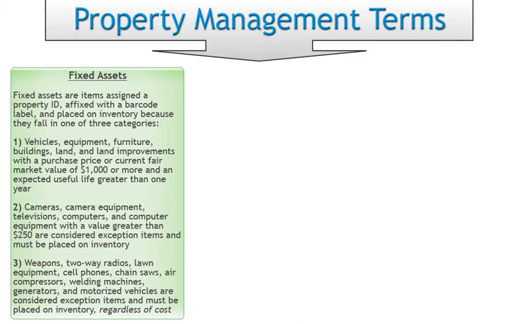2. Cameras, camera equipment, televisions, computers, and computer equipment with a value greater than $250 are considered exception items and must be placed on inventory. 3. Weapons, two-way radios, lawn equipment, cell phones, chainsaws, air compressors, welding machines, generators, and motorized vehicles are considered exception items and must be placed on inventory, regardless of cost.